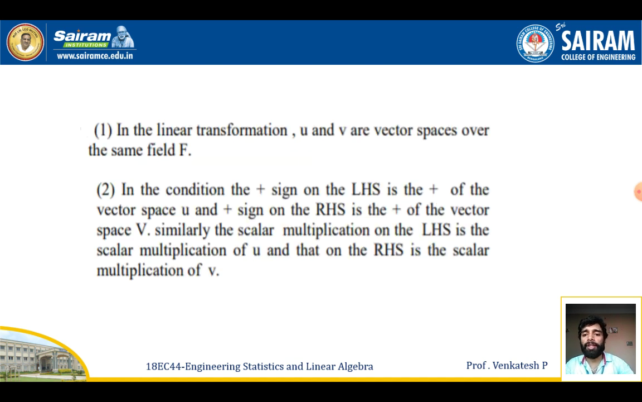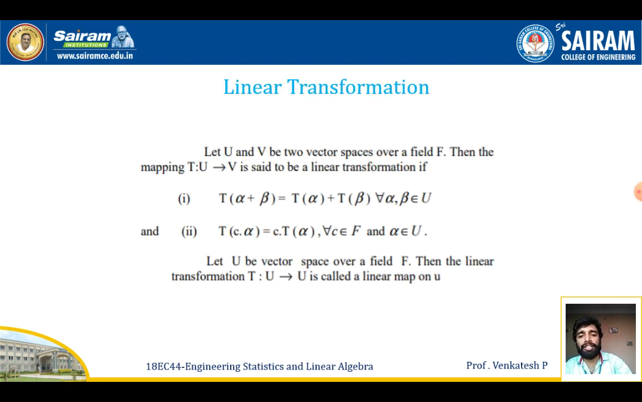In the same way, the scalar multiplication on the LHS is a scalar multiplication of U only, and on the RHS it is the scalar multiplication of the vector space V. In this condition, the scalar multiplication is applicable for the vector space U since alpha belongs to U, and after transformation the scalar multiplication belongs to the vector space V since T of alpha belongs to V. Here also, alpha, beta belong to the vector space U, and after transformation T of alpha, T of beta belong to the vector space V. Same thing here also.